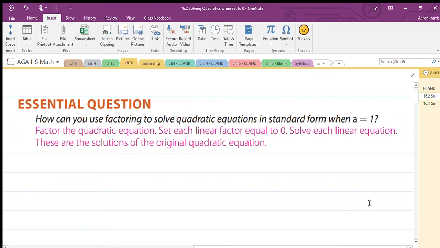Essential question of the day. How can you use factoring to solve quadratic equations in standard form when a is equal to 1? Now, we've already talked about that, and basically we're just finding a list of factors that would give me the product of a binomial, that would literally be two polynomial factors of a quadratic, okay? So we can factor the quadratic equation, set each linear factor equal to 0, and solve each linear equation. These are the solutions of the original quadratic equation. Whole lot going on there. I'm going to break it down for you. I'm going to make it real simple.